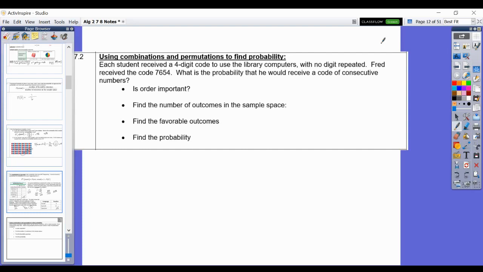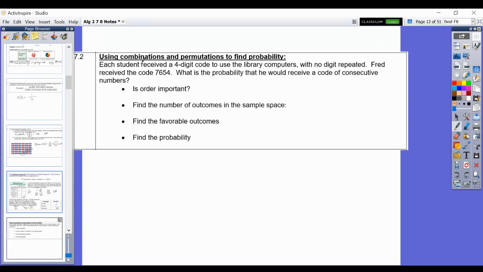Okay, for the second part of lesson 7.2, we're going to use combinations and permutations to find probability. We can use those to figure out how many outcomes there are total, or how many outcomes we want, and then turn those into a probability by putting them in a fraction. Questions you want to ask yourself are, does order matter? Because remember, that's going to determine whether it is a permutation or a combination. And we're going to find the total number of outcomes and the favorable outcomes, the ones we want, and then we'll turn that into a fraction.